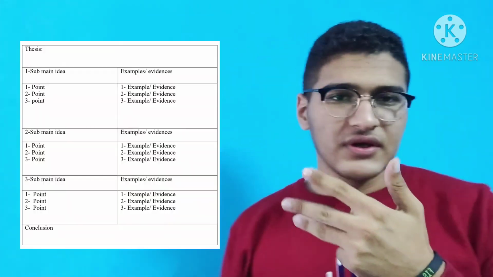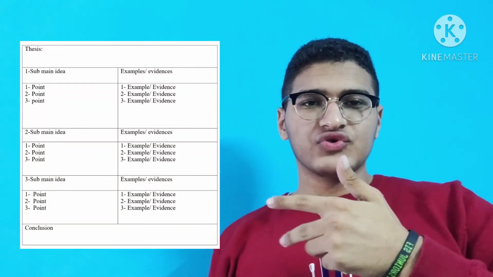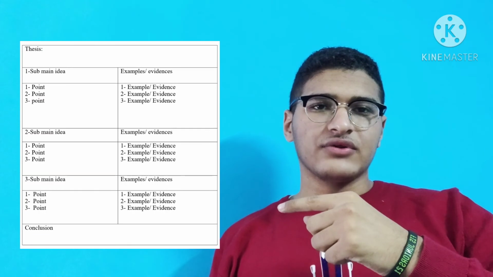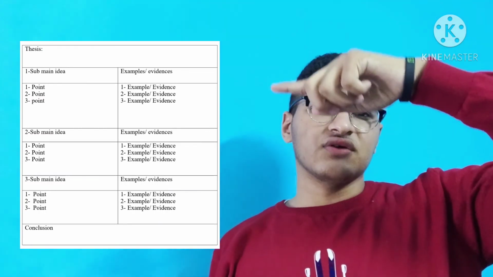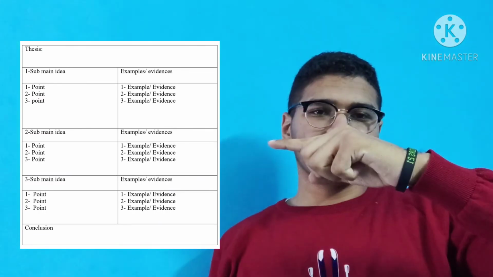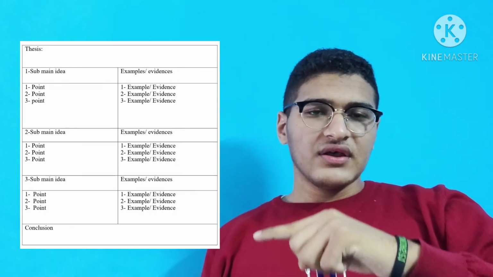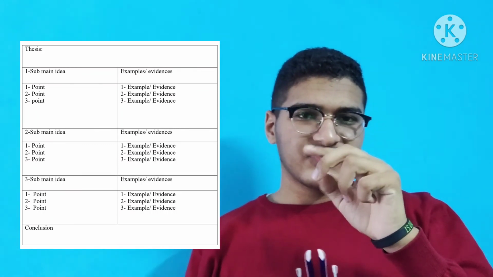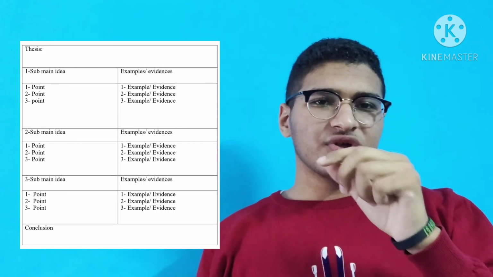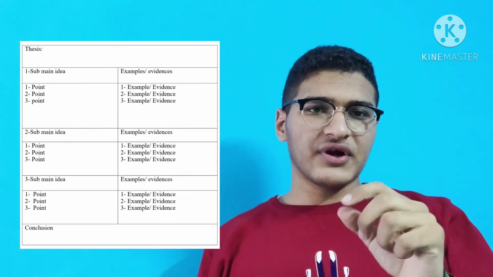Like what you can see here, this is the diagram that you should draw to write the outline. Here is the thesis. Here is the sub main idea, points and evidence. Here is the conclusion, and you should write a brief sentence to make you remember what you want, not write the whole paragraph in it.